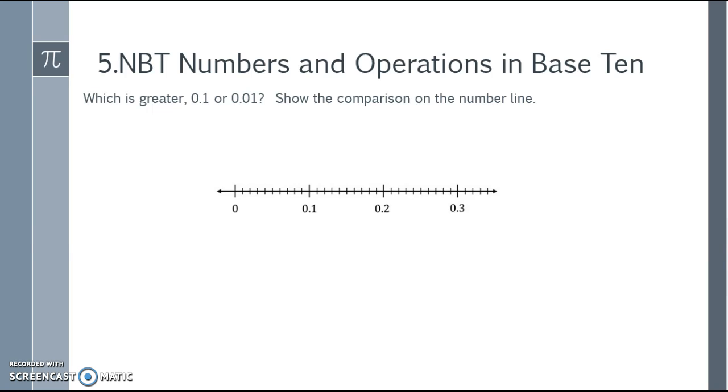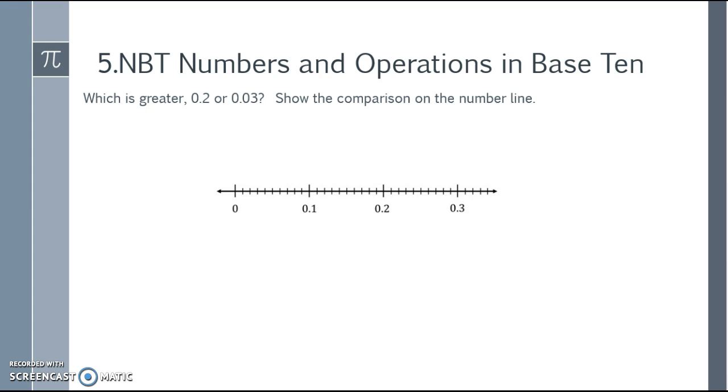Which is greater, 1 tenth or 1 hundredth? Show the comparison on the number line. Well, 1 tenth is located where the arrow goes to, but 1 hundredth is 10 times smaller, so it goes just after the 0. So therefore, 1 tenth is greater than 1 hundredth.